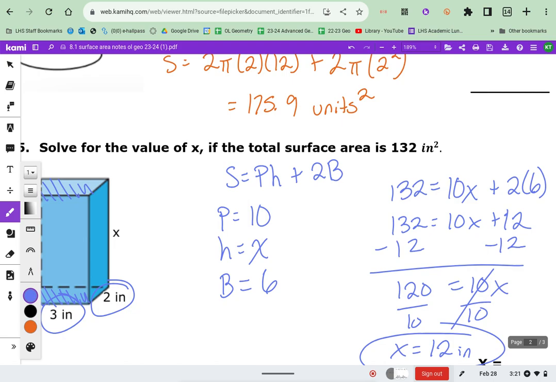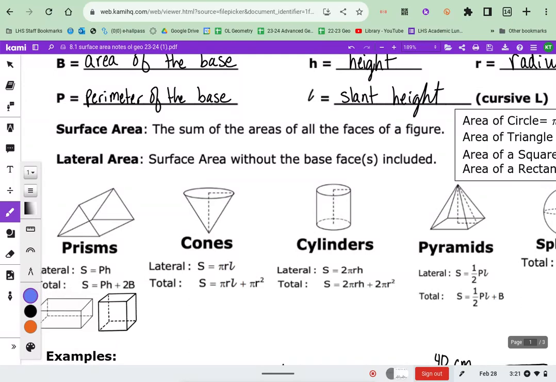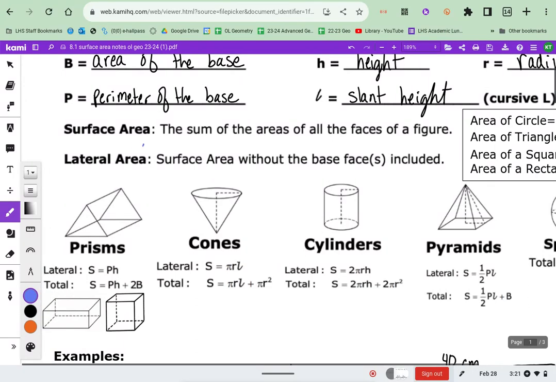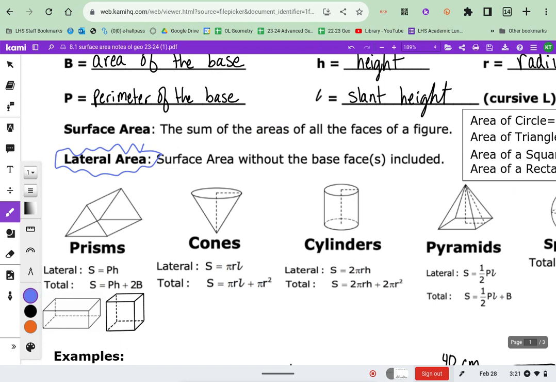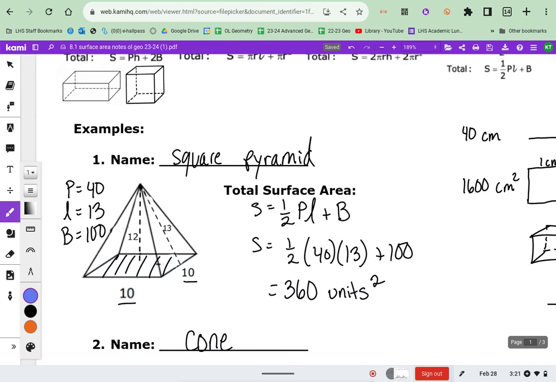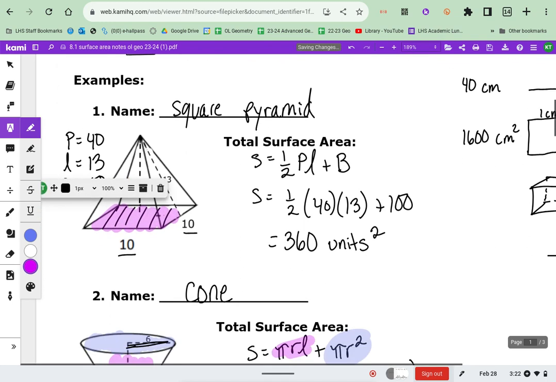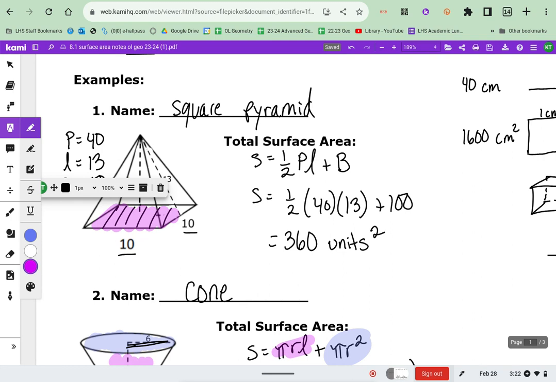Okay, so if you go back up to the top of your notes, do you see where it says surface area and lateral surface area? Lateral surface area just means surface area but no bases. So for example, if you were going to find the lateral surface area of a pyramid, that just means everything except for the bottom. So could we literally just solve it and then subtract the area of the base? Yes, or you can just use the lateral surface area formula, which essentially already has that for you.